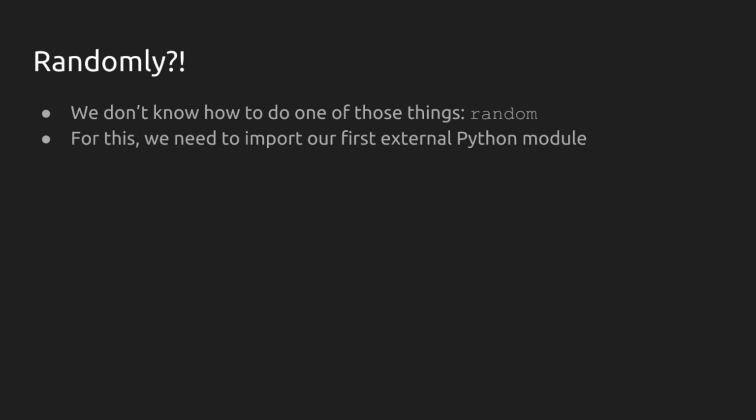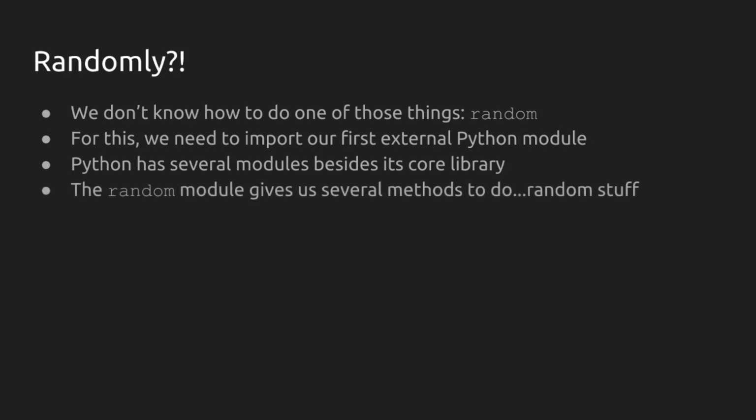Now, but wait, of those things that we just mentioned, there's one that we haven't explored at all. How do we do this random situation? We don't know how to do that yet. To do this, we need to import our first external Python module, the random module. Python has several modules besides its core library that you can find in the Python documentation. And the random module is going to give us several methods to do, well, random stuff. Anything that has to do with random or, in fact, pseudo-random numbers. In this case, we're going to be using random.choice, and that returns a random element from a given list.